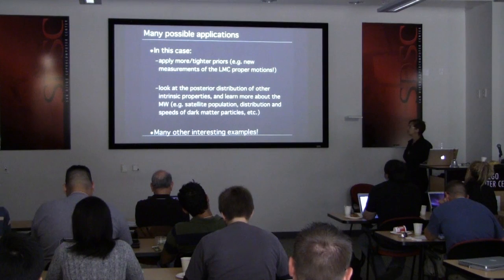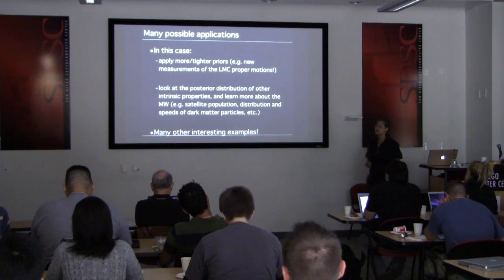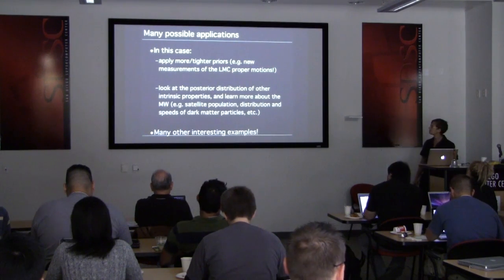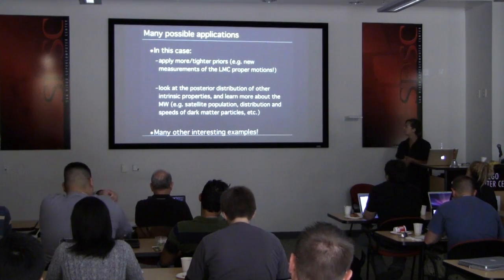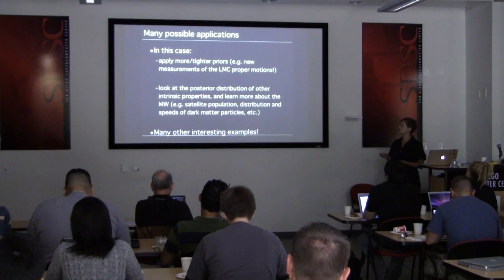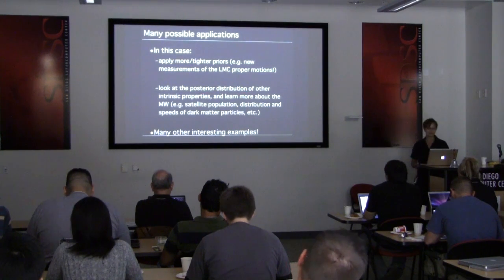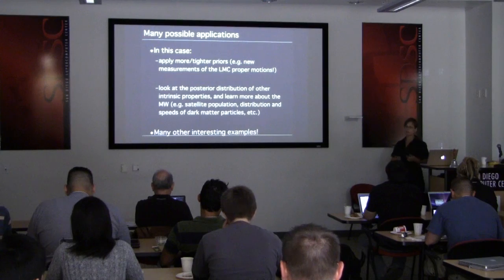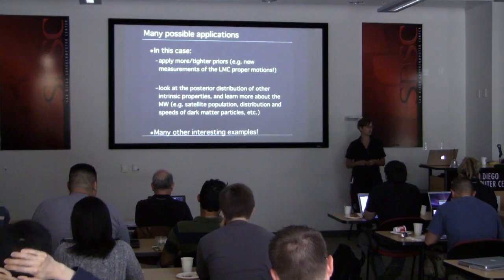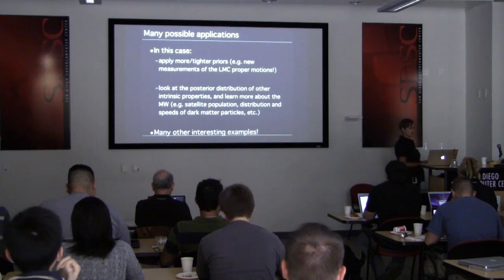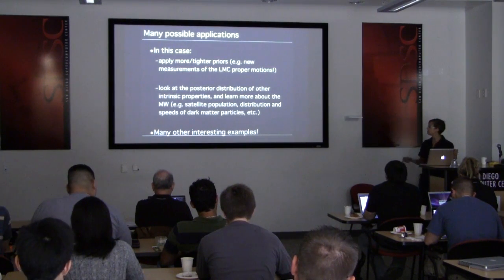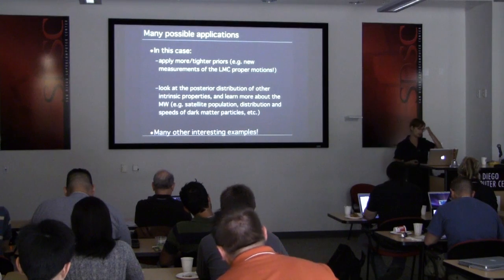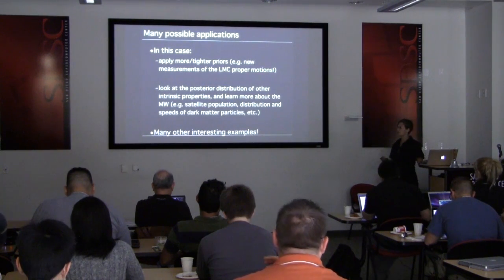So just in this specific case, you can imagine applying more or tighter priors. There are some brand new measurements of the LMC proper motions, which are much tighter and with lower systematic error. So we're looking at repeating this analysis. You can look at the posterior distribution of other properties of the Milky Way or its history. So for example, the satellite population, hopefully at even lower mass. We can't do that with the Bolshoi simulation, but you could do it with other simulations. The distribution and the speeds of dark matter particles within the Milky Way, which is something that's quite important for direct detection. Many other interesting examples. So I want to give you one other example of this kind of approach, which is, yeah.